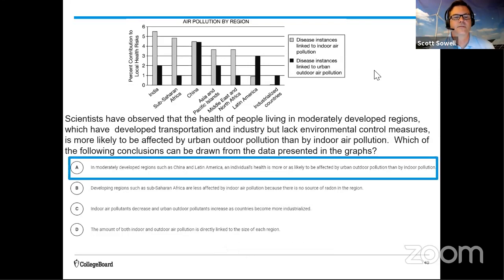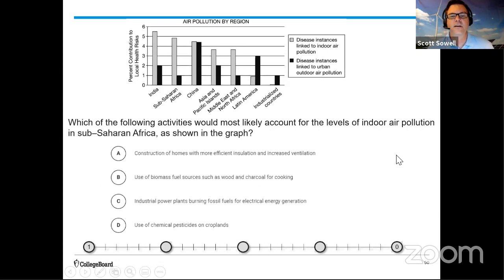All right, so our answer is A. In moderately developed regions such as China and Latin America, an individual's health is more likely to be affected by outdoor than by indoor pollution. All right, let's go to the second question about the same graph. Which of the following activities would most likely account for the levels of indoor air pollution in sub-Saharan Africa as shown on the graph?